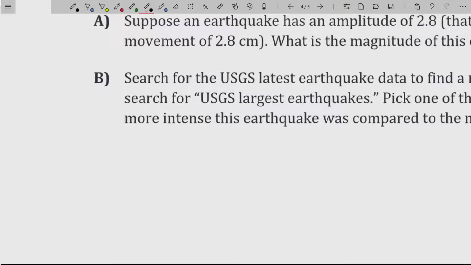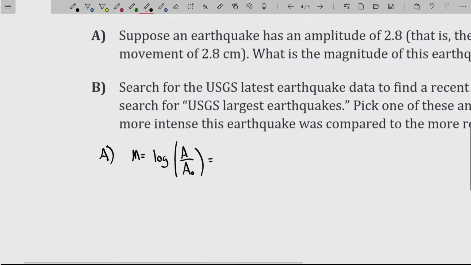Just zoom in here and I'll do A here. Remember, the magnitude is equal to the log of the amplitude over the base amplitude. And we have both of those in this situation. The amplitude is 2.8 centimeters. So I'll just write that down. And the base amplitude is 0.0001. Wait, I think there's one more zero there.